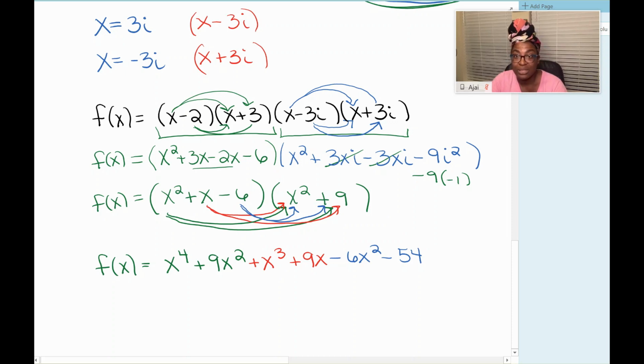And all the parentheses are gone. We're almost done. Stick with me, we're almost done. Okay, now I gotta combine my like terms. This is the last step, combining your like terms.